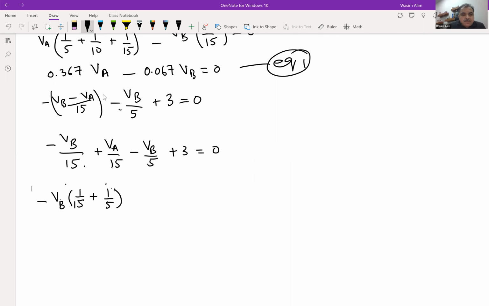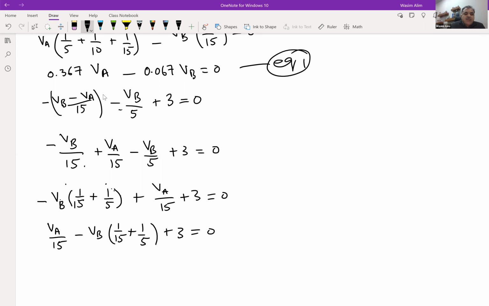Okay, so then I have plus V sub A over 15 plus 3 is equal to 0. Rearranging it to just the correct order, we have V sub A over 15 minus V sub B times (1 over 15 plus 1 over 5) plus 3 equals 0.